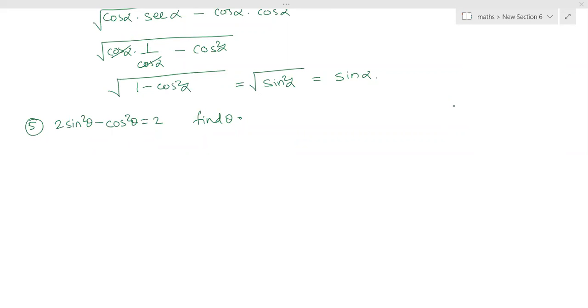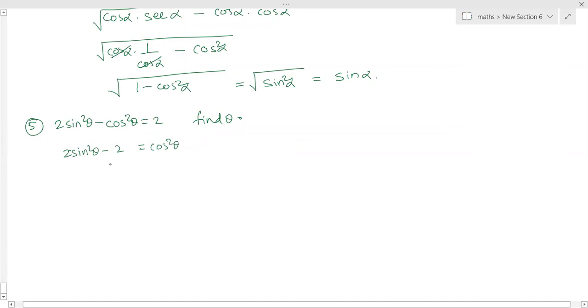Ma'am, 2 sine square theta minus 2 is equal to cos square theta. Okay. Then you take 2 common, then 2 into sine square theta minus 1 is equal to cos square theta. 2 is equal to 1 minus sine square theta by sine square theta minus 1. Not needed. Yeah, I just want to think.